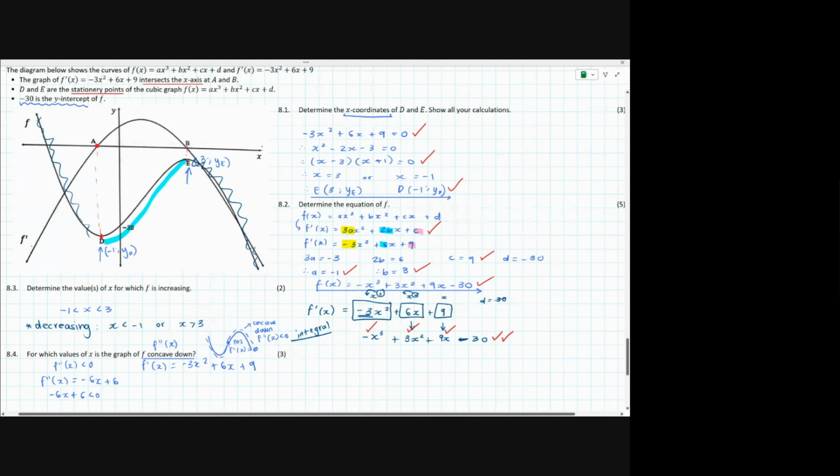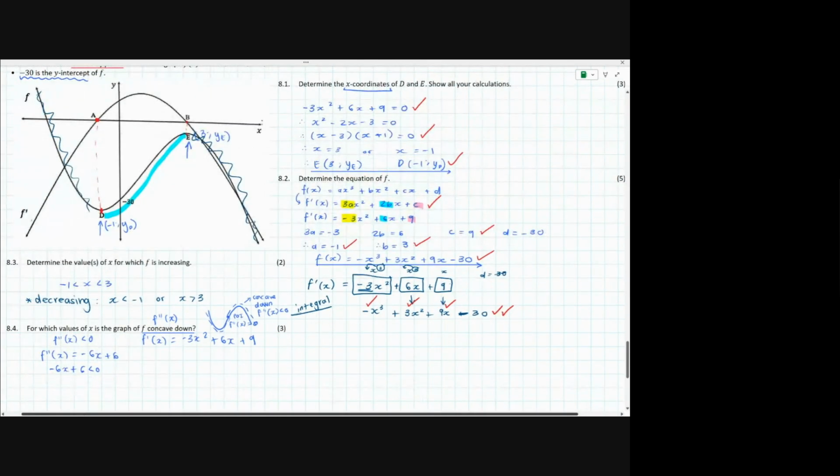Make it less than 0, and solve for x. So negative 6x is less than negative 6. I'm going to divide both sides by negative 6. And remember, grade 12, that means my inequality sign flips. So x is greater than 1.